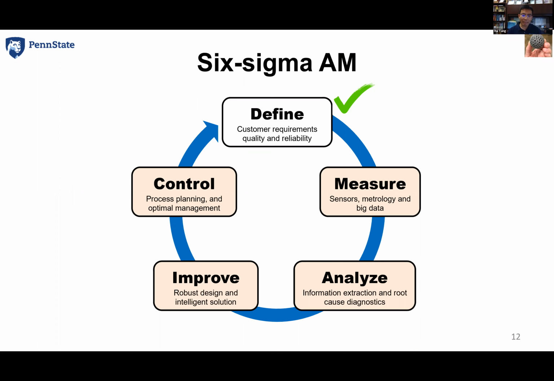Then if you analyze the data, you get insights, and then we can improve by doing the design of experiments or doing the simulation model or computer experiments. And then we can plan the process and optimize the quality management. We can control the process. So in today's talk, I will go through each block. So first block is define the quality challenge.